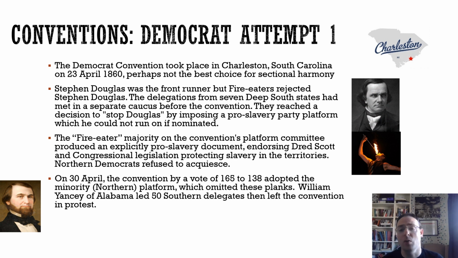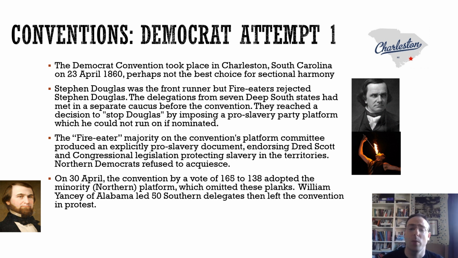Again, going in, there's a front runner, that is Stephen Douglas, but a lot of the Southern members at the convention are really strongly opposed to him because of the Freeport doctrine that we saw in the Lincoln-Douglas debates. And they decided to try and hijack the convention, and they started a power block, a kind of stop Douglas one.